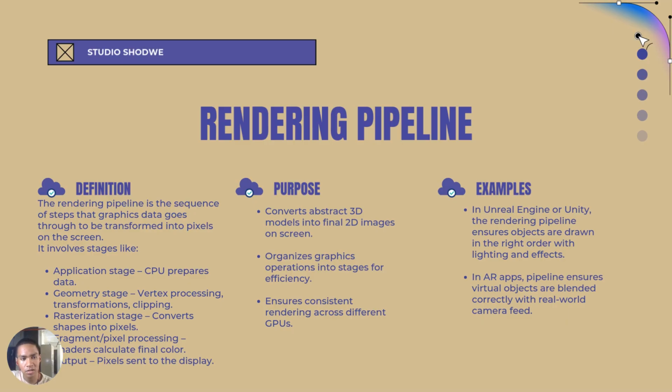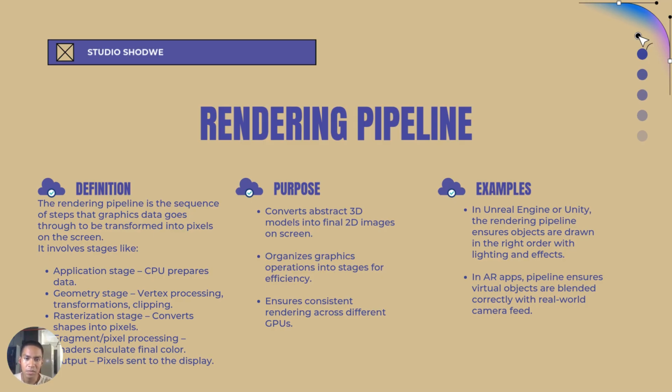So, rendering pipeline. The rendering pipeline is a sequence of steps the graphics data goes through to be transformed into pixels on the screen. It involves stages like application stage, geometry stage, rasterization stage, fragment and pixel processing, and output. What is the purpose of the rendering pipeline? It converts abstract 3D models into final 2D images on screen, organizes graphic operations into stages for efficiency, and ensures consistent rendering across different GPUs.